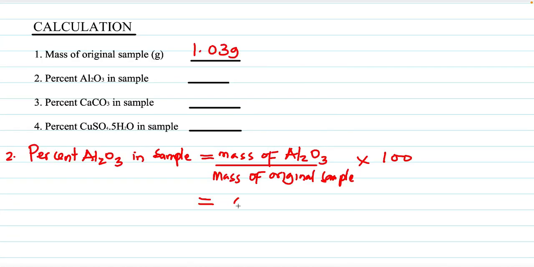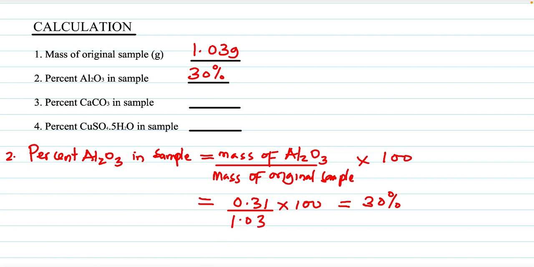So this becomes 0.31 divided by 1.03 times 100, because they said percent, so we have to add 100. So we have 0.31 times 100 divided by 1.03. So we have this to be 30% approximately. Okay. All right.